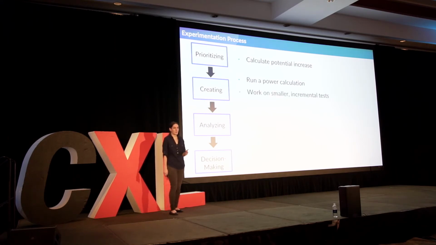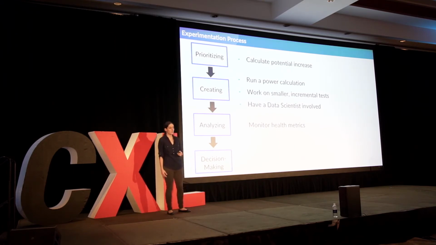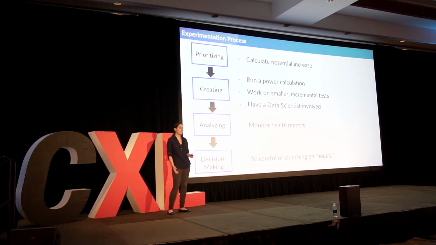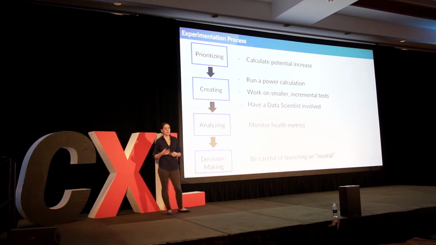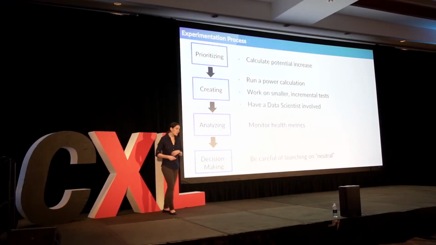Work on smaller incremental tests. Don't have these really long cycles where you're working on a big change, and then if it fails, you can't really be sure why, and you spent a lot of effort on it. And have a data scientist involved in the whole process, even from the beginning. When you're analyzing it, check on these health metrics, especially bucketing skew. They can really mess up your results. And be careful of launching on neutral, because again, neutral does, 1, not necessarily mean there was absolutely no difference. And 2, you should really think about other considerations, like what tech debt this is adding, or whether this is foundational.